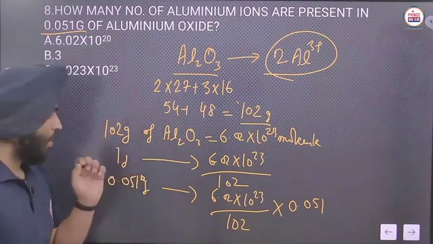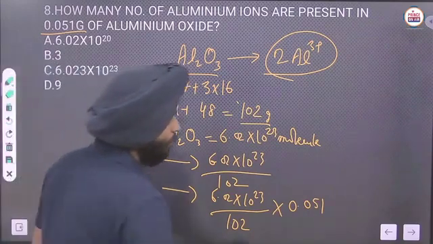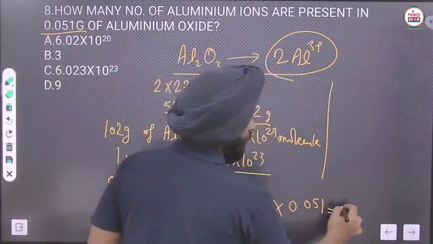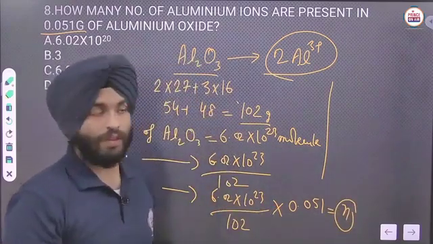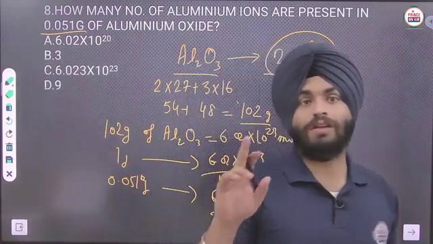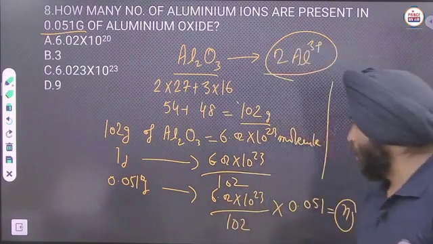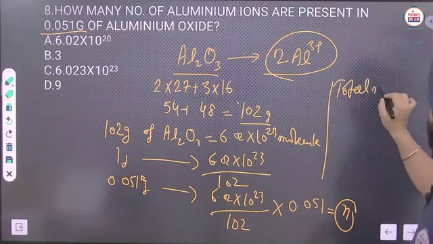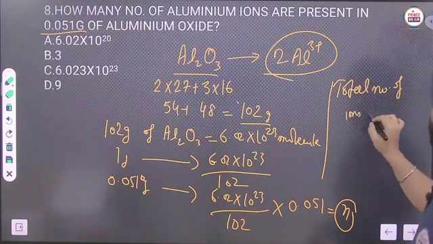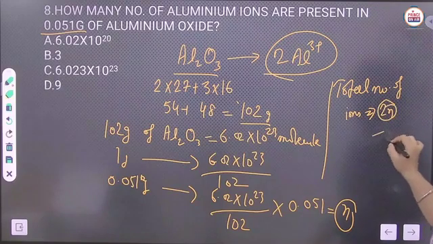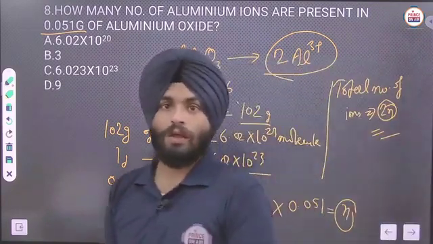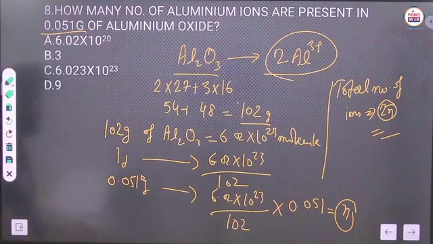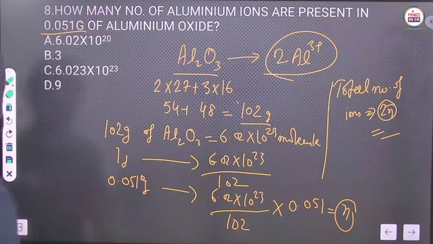aluminium oxide. At last, to calculate the number of ions, let's suppose we got that value n here, and for one molecule there are two ions of aluminium, so the total number of ions will come out to be 2n. Just solve this value, and through that you will get the answer, that is option A. Okay, option A you will get, clear.